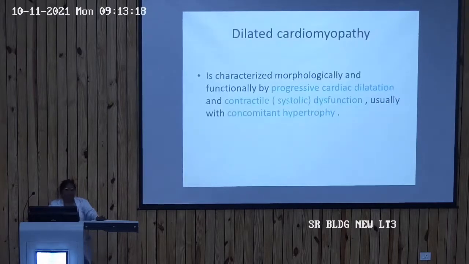Now we'll study in detail each of these cardiomyopathies. In dilated cardiomyopathy, there is progressive cardiac dilatation and there is systolic dysfunction, usually with concomitant hypertrophy of the ventricles. So there is cardiac dilatation. When there is dilatation, there will be abnormality in the systole, that is, it won't be able to contract normally, and because there will be volume overload, there is hypertrophy of the ventricles.